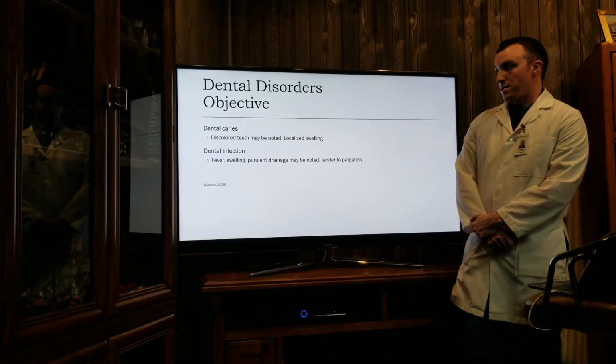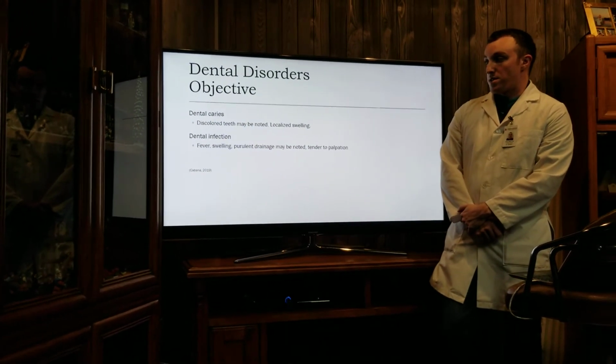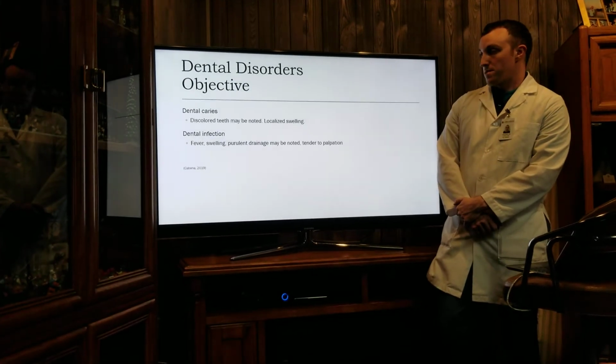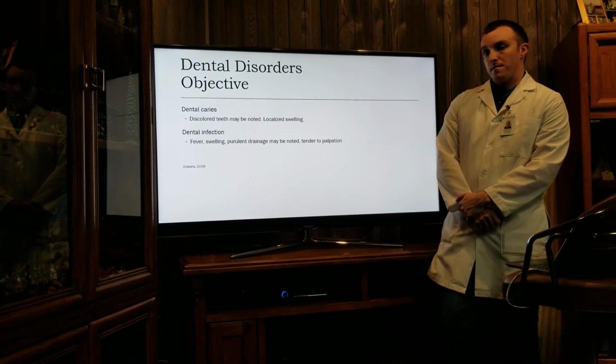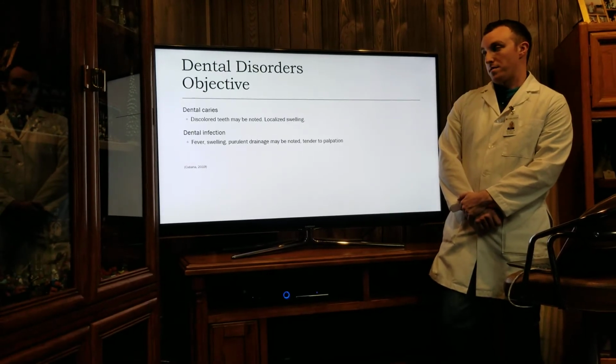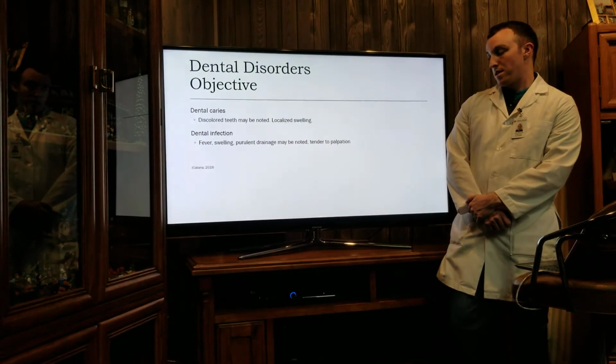Summarizing, for dental caries, discoloration of the teeth may be noted, as we talked about earlier, and then localized swelling. And then for dental infections, we'll see fever, swelling, purulent drainage may be noted, tender to palpation.